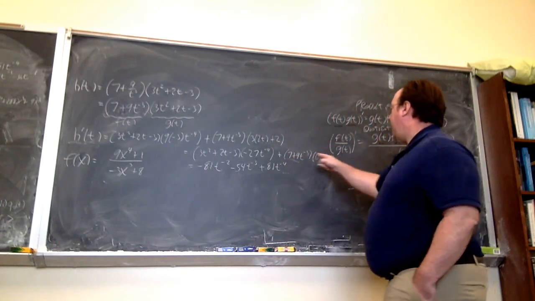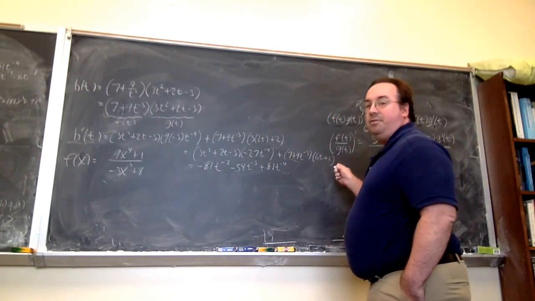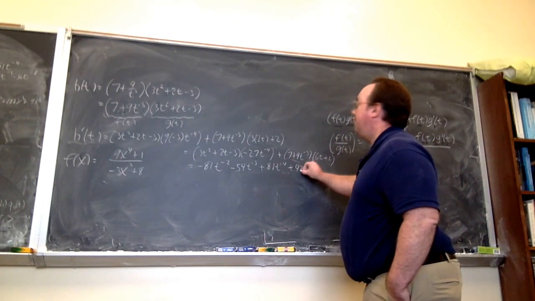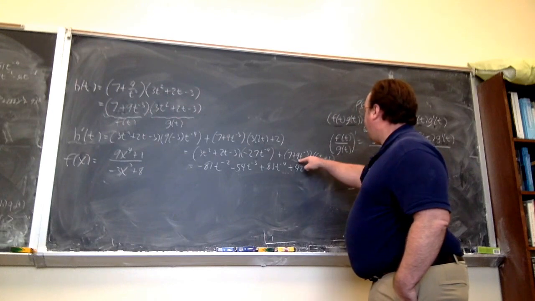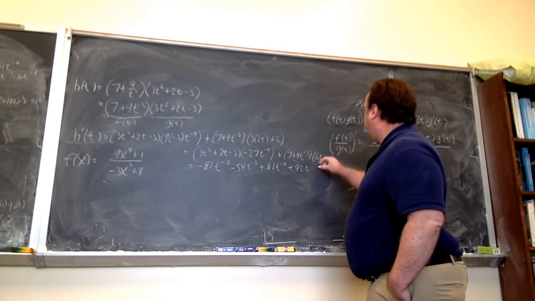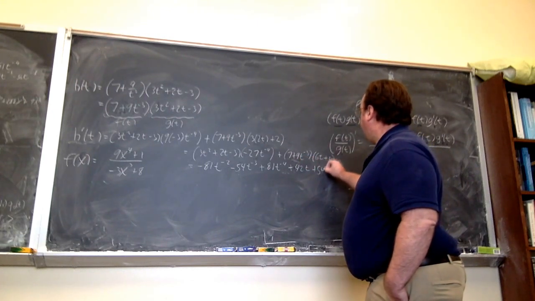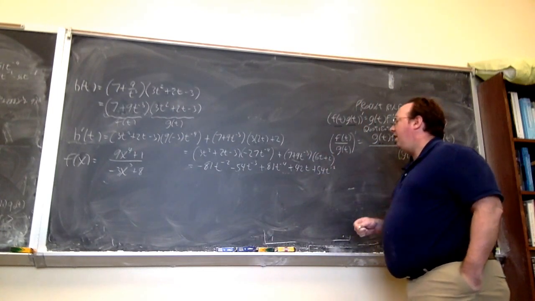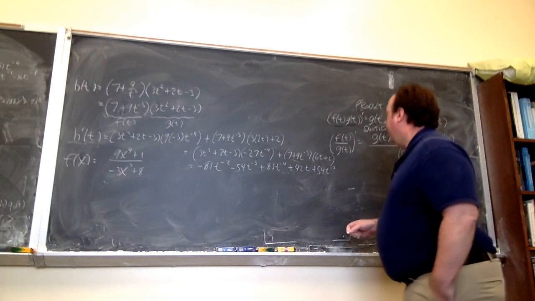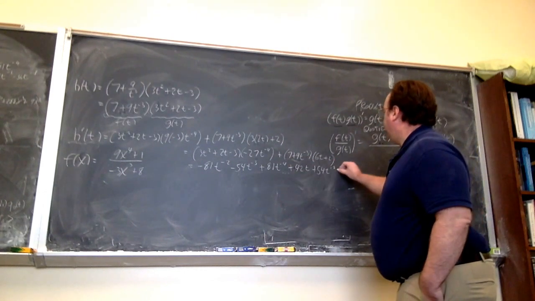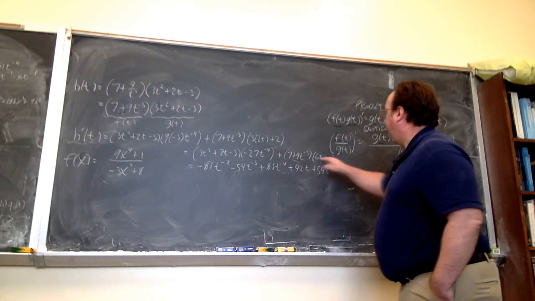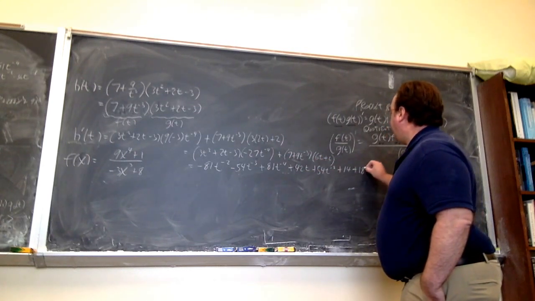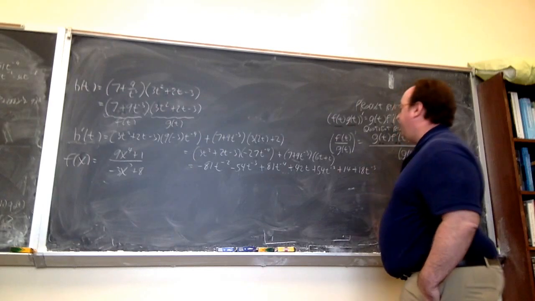And then I move over here, and you need FOIL for this. So I have 7 times 6t is 42t. 9t to the minus 3 times 6t is 54t to the minus 2, because we have a minus 3 and a plus 1 as the exponents in that case. And then I have plus 14, the 2 times 7, and then I have plus 18t to the minus 3.